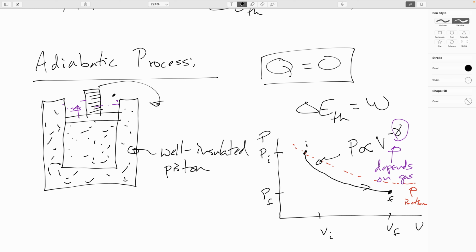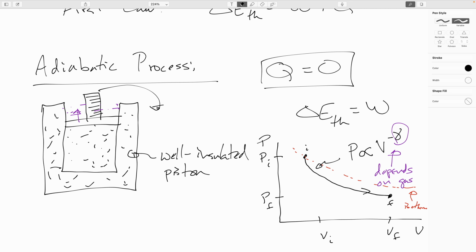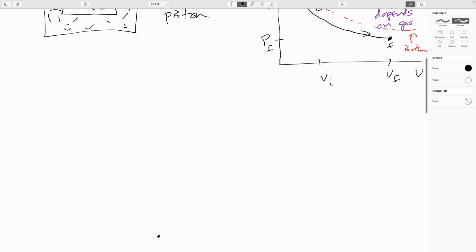And since the work done on the gas in this expansion is negative, what we have is a negative change in the thermal energy, which means the temperature will have gone down because the gas got cooler. So it makes sense that this ends up falling off faster than what an isotherm would do.